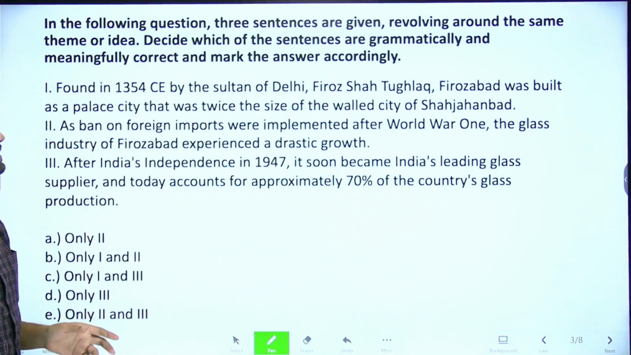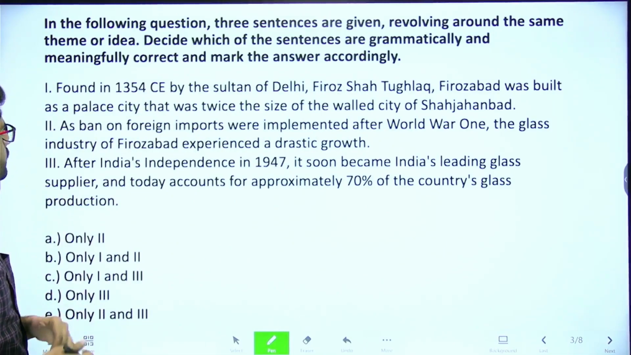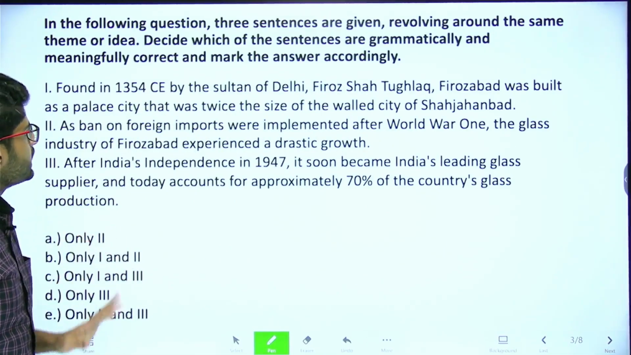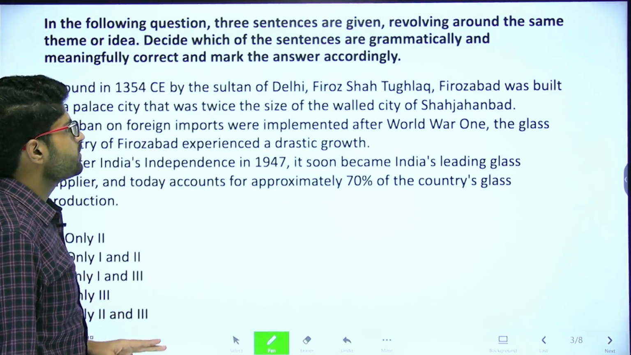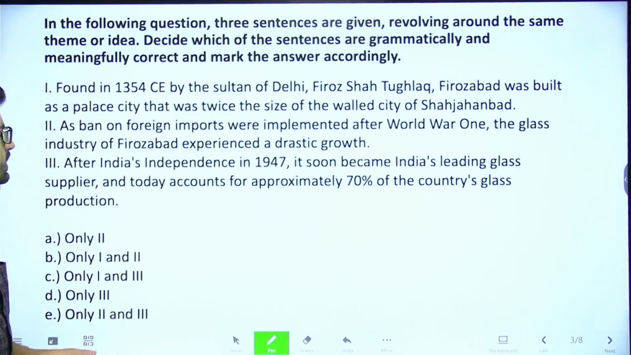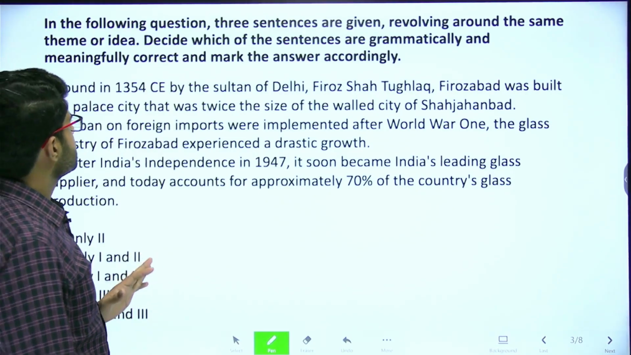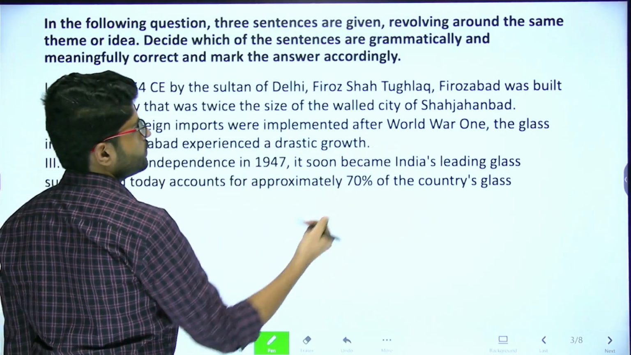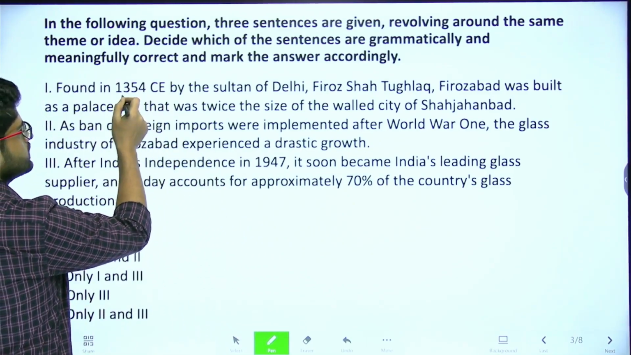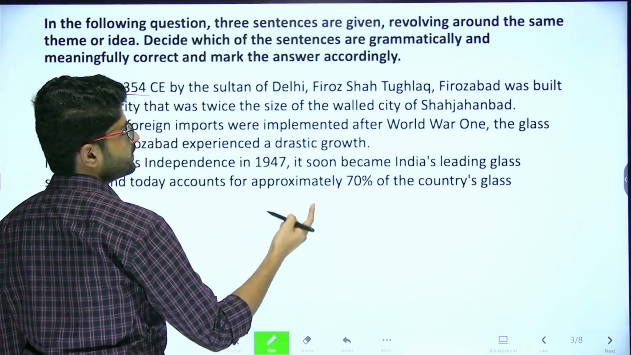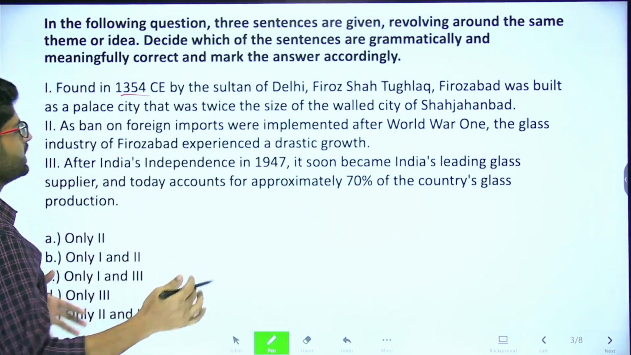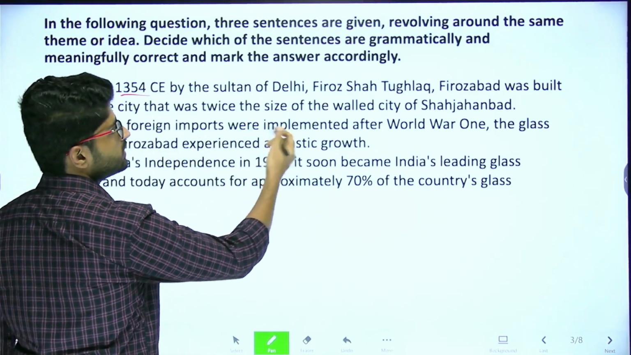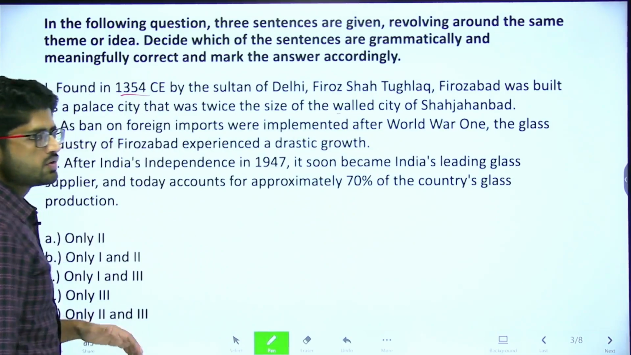In the next set of sentences, the first sentence says, found in 1354 CE by the Sultan of Delhi, Firoz Shah Tughlaq, Firozabad was built as a palace city that was twice the size of the walled city of Shahjahanabad. So this sentence is talking about a city named Firozabad, which was established in 1354. And it was built as a palace city, a city containing many palaces, that was twice, it was double the size of the walled city of Shahjahanabad. So is this sentence correct?